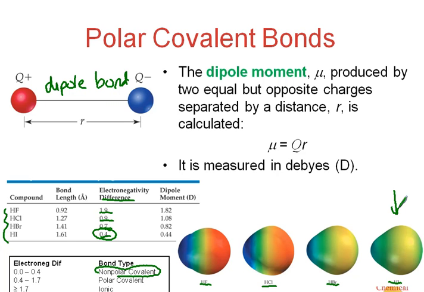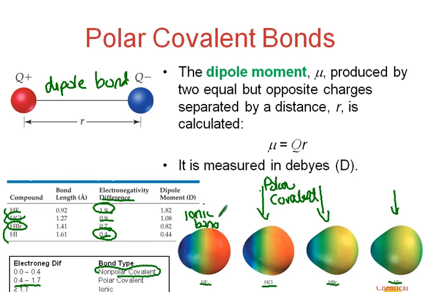If it's between 0.4 and 1.7, so HBr and HCl, these two are considered polar covalent. Okay? And if it's got an extreme difference, greater than 1.7, then that's an ionic bond. Okay? So this one is nonpolar covalent.